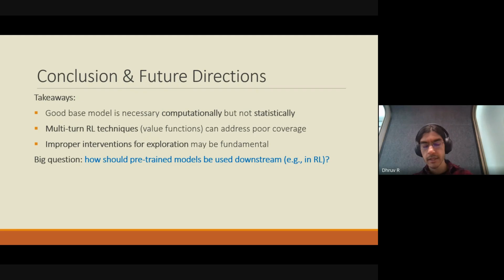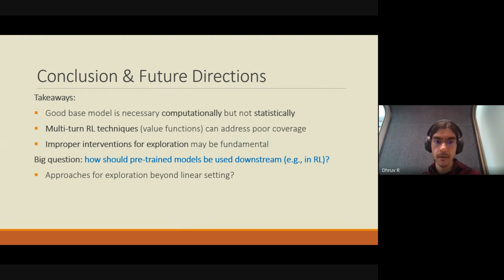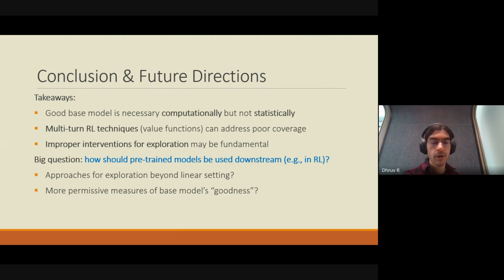And I think this is maybe only one small step in the direction of this very big question of how pre-trained models should be used downstream for other tasks, including but not limited to reinforcement learning. One question in this direction is, are there ways to extend these approaches beyond the linear setting while maintaining some notion of what is computationally feasible and what is not? Another question is, can you make more general measures of the base model's goodness besides this L infinity density ratio?